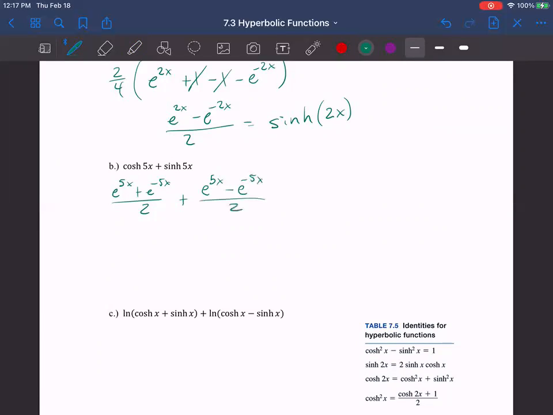There we go. And now I have positive e to the negative 5x and negative e to the negative 5x. So what happens there? They cancel, right? A positive and a negative there. And so then that gives me what? e to the 5x plus e to the 5x is, yep, over 2. There we go.